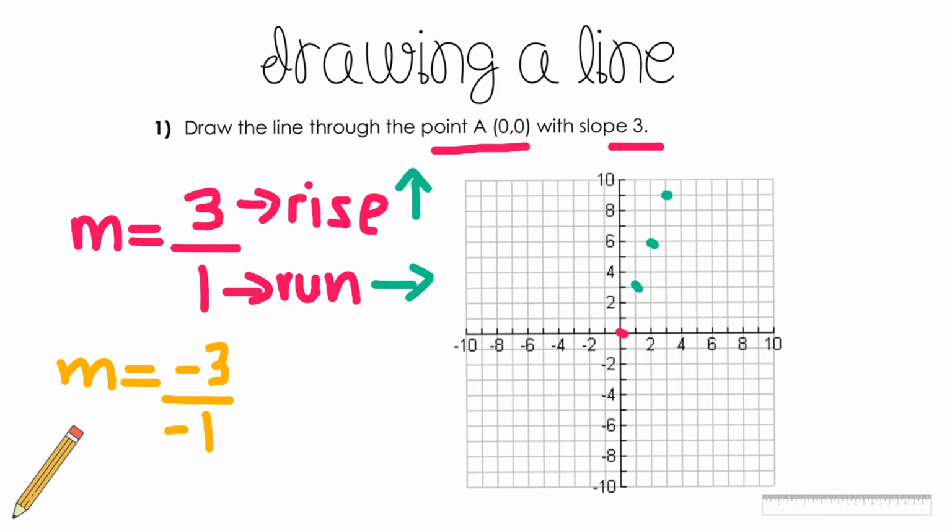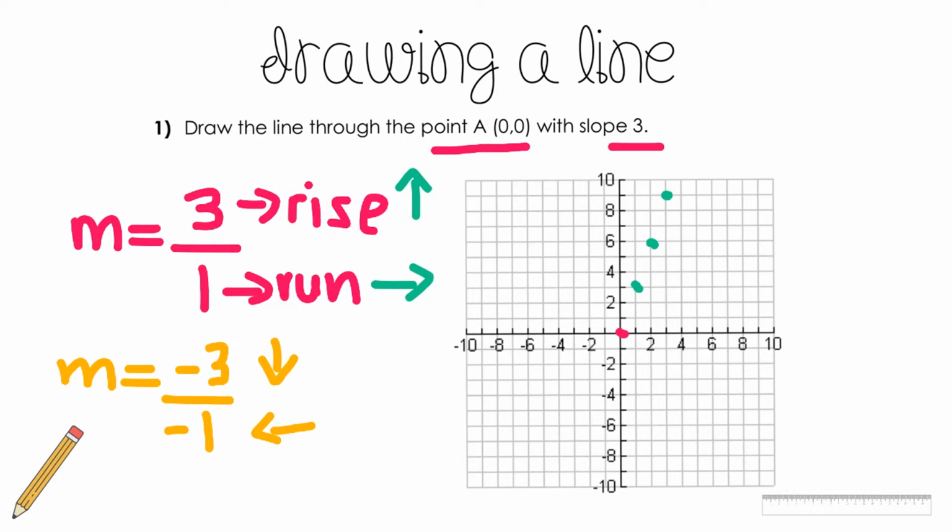If you have a rise that is negative, that's telling me to go down. So this negative 3 tells me to go down 3 units. And if my run is negative 1, that's telling me to go to the left 1 unit. So we're going to start off at our origin, 0, 0, our original point. And from this point, I'm going to go down 3 units, one unit to the left.